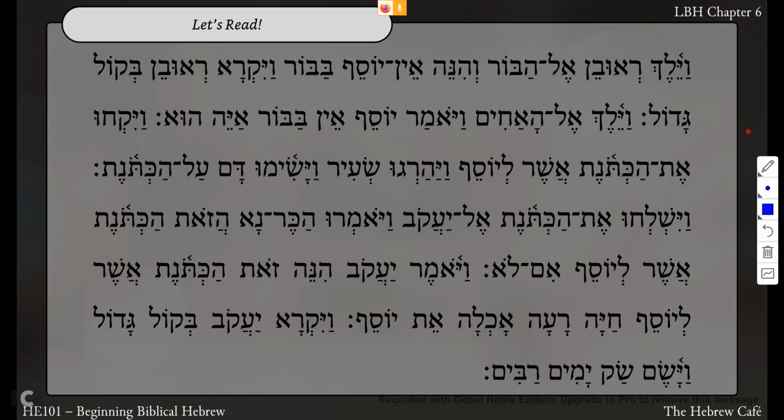Vayahargo se'ir. Vayasimu. This is from the verb sim. Sim is put. Vayasimu, and they put. Seir is a goat. They killed a goat.